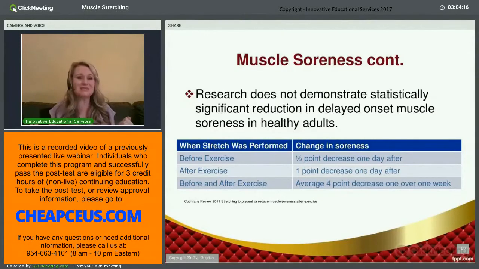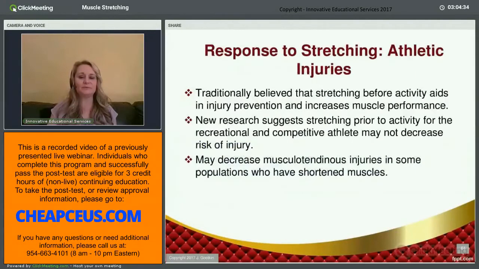And what they found, you can see, is not statistically significant. On a 100-point scale, if you stretched before and after you exercised, it only had a 4-point decrease in your delayed onset muscle soreness. So this reaffirmed the idea that it's not your intervention of choice in order to impact that condition.